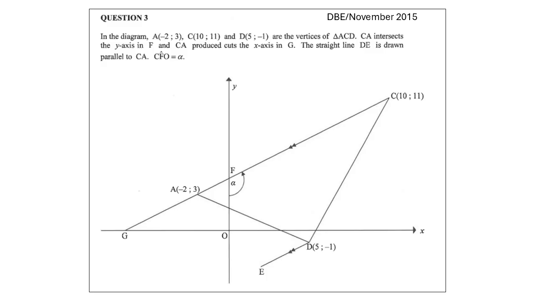Let's look at the first question. In the diagram, we are given the points A(-2; 3), C(10; 11), and D(5; -1). And these points are the vertices of triangle ACD. CA intersects the y-axis in F, and CA produced cuts the x-axis in G. The straight line DE is drawn parallel to CA, and angle CFO is equal to alpha.